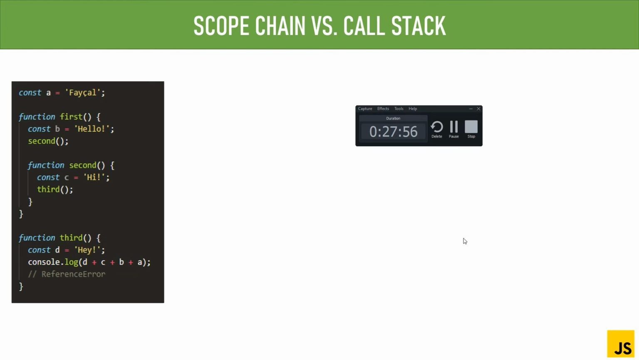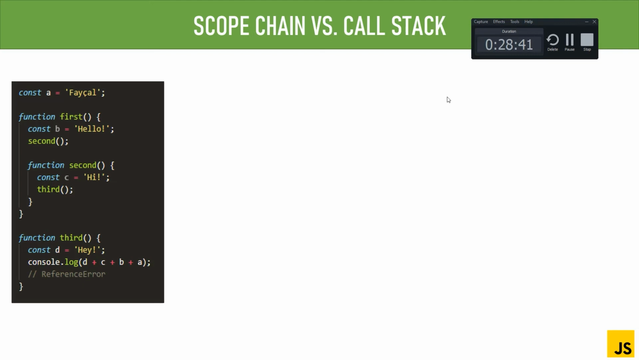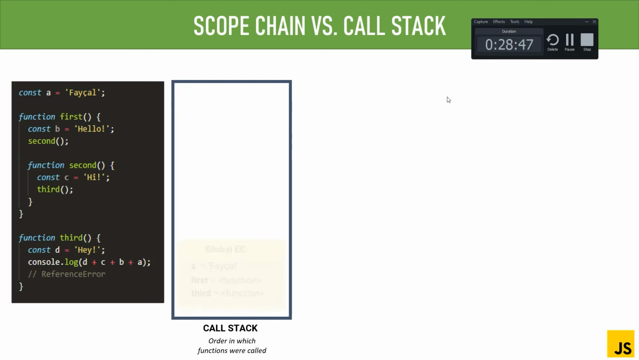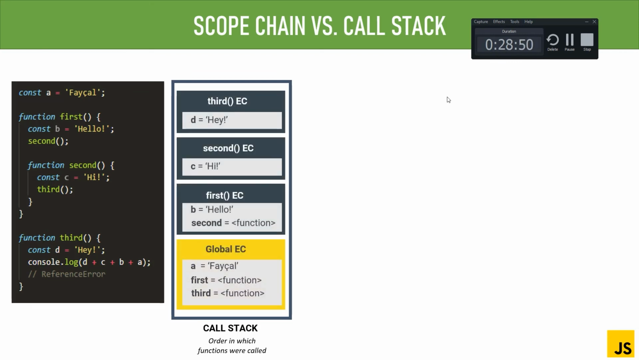So we have three functions called first, second, and third. In order to make this easier to understand, we start by calling the first function, which then calls the second function, which in turn calls the third function. Okay? So from what we did before, the call stack for this example will look like this, right? One execution context for each function in the exact order in which they were called. They also include the variable environment of each execution context. For now, all this has nothing to do with the scope or scope chain.